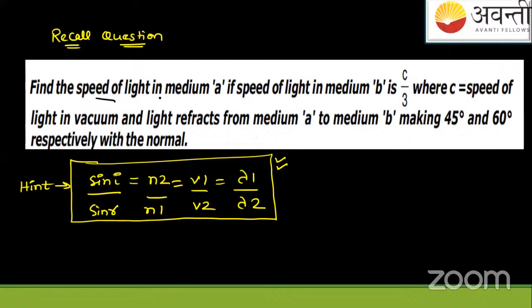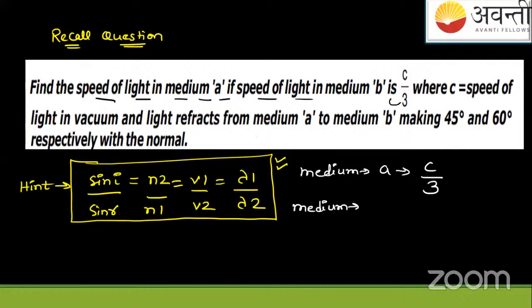It says like this: find the speed of light in medium A if the speed of light in medium B is c by 3. Understood? Speed of light in medium A, they're asking from you. In medium B the speed of light is given as c by 3. And in medium A, the speed we need to find. Let us mark it with V subscript A.